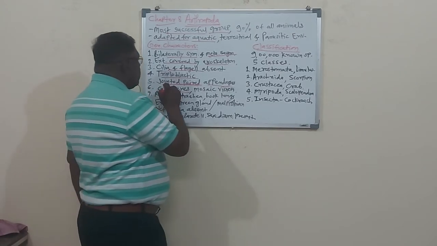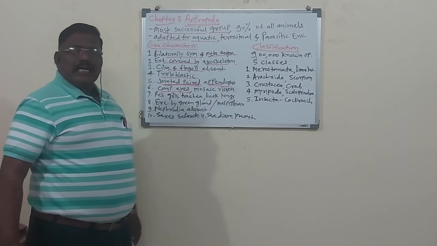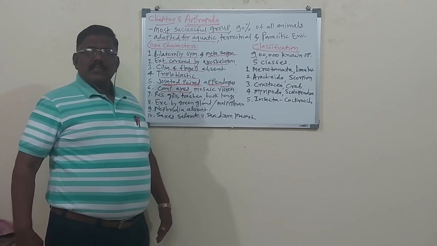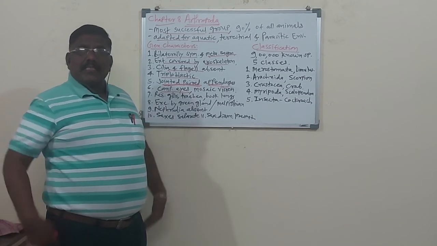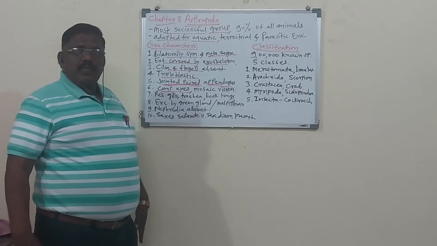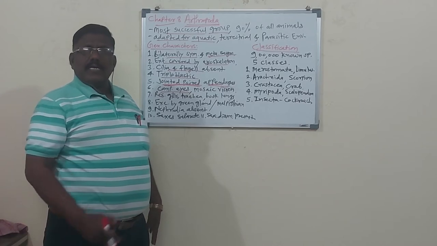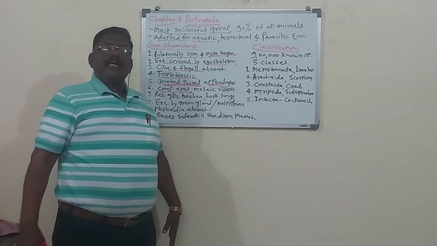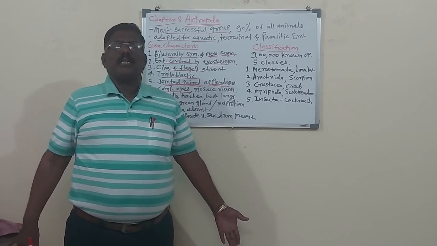So they have jointed paired appendages which lie on the lateral side, this side. Arthropoda animals have jointed legs and they are laterally attached. This is the lateral side. The back side is the dorsal side. The belly side is the ventral side. The side towards the head is the anterior side, and towards the tail or the legs is the posterior side.